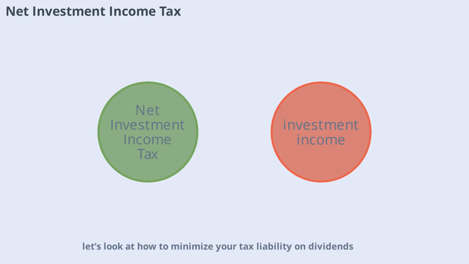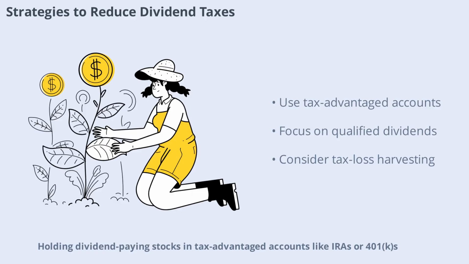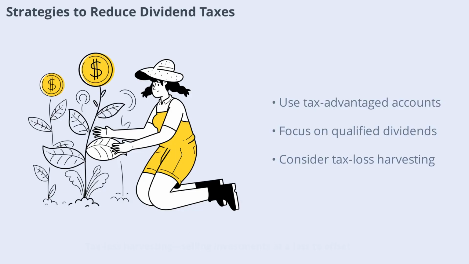Next, let's look at how to minimize your tax liability on dividends. There are several strategies you can use to reduce the taxes you pay on dividends. Holding dividend-paying stocks in tax-advantaged accounts like IRAs or 401(k)s can defer or eliminate taxes. Focusing on qualified dividends, which are taxed at lower rates, is another approach. Tax loss harvesting, selling investments at a loss to offset gains, can also help lower your overall tax bill. Consulting with a tax professional can help you choose the best strategy for your situation.